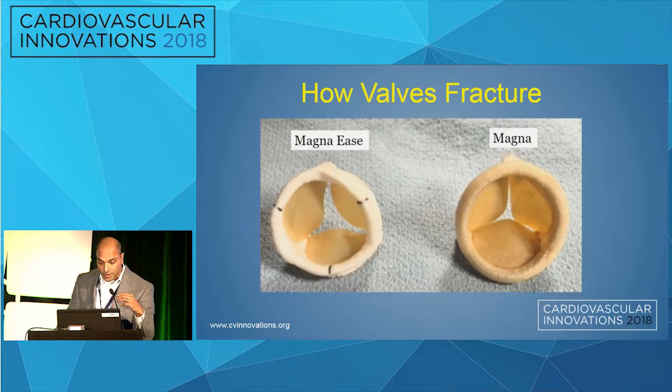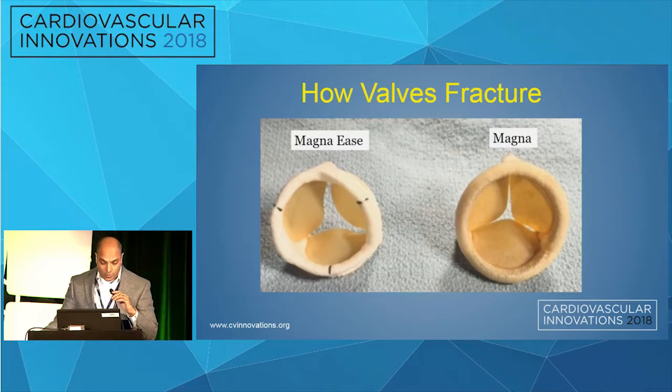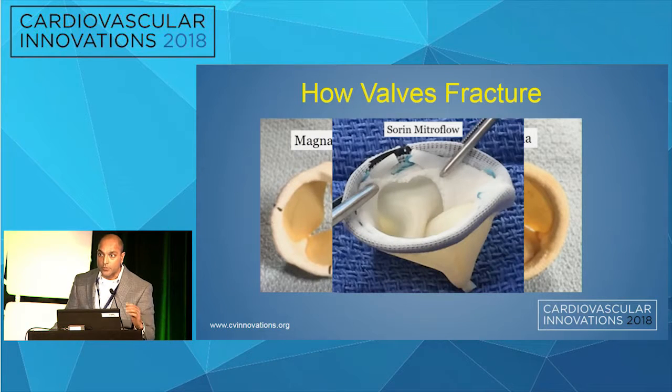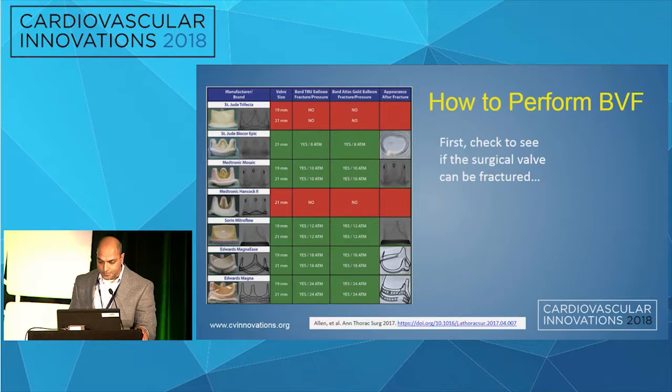We need to know a little bit about how valves fracture. So these are two fractured surgical valves, and you wouldn't know it by looking at it because the Dacron sewing ring remains intact. Okay, so that's important. There are no protruding elements when we fracture a surgical valve. You have to dissect the fabric to see that the internal valve ring has fractured. If you look at a CT reconstruction, this is another Magna valve, and you can see that there's a single fracture point and that the rest of the ring is otherwise intact.